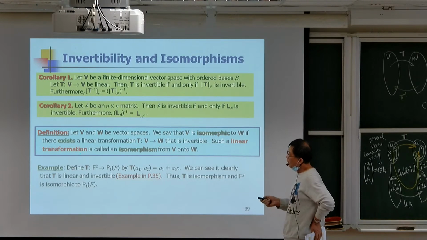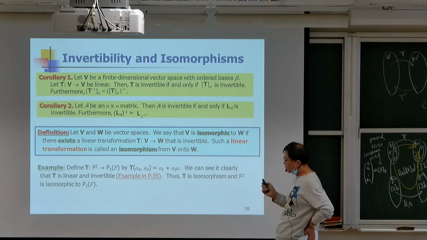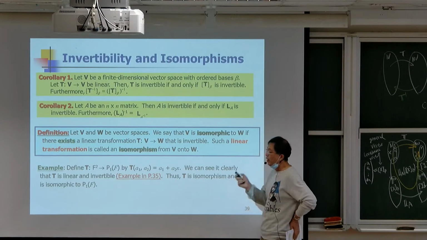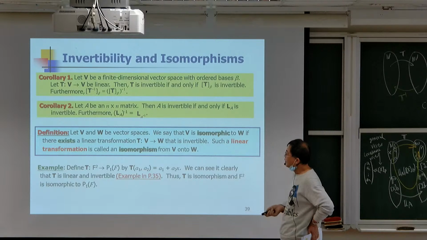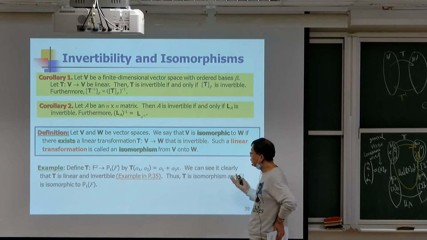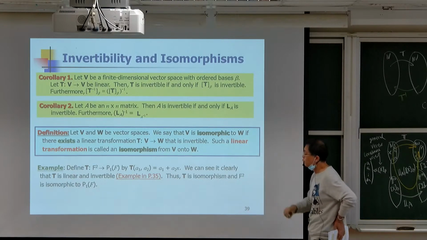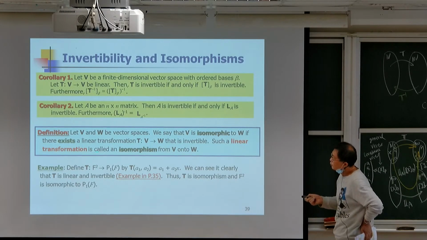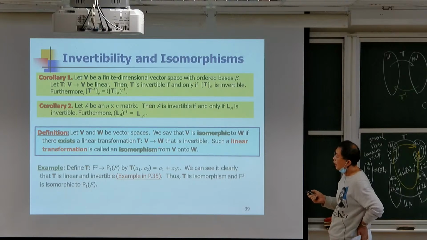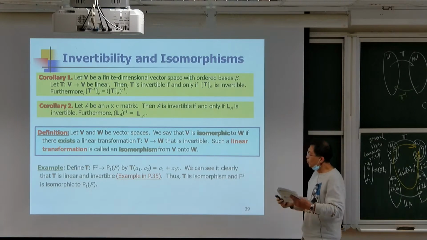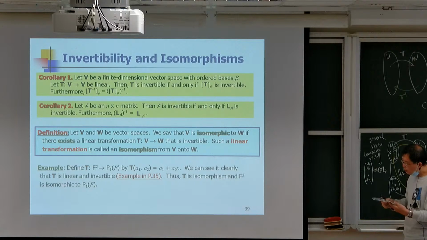V is isomorphic to W if there exists a linear transformation T which is invertible. So we have an invertible transformation, and because of that, dimension V equals dimension W. We have already proved it. So such a linear transformation is called an isomorphism from V onto W. Okay, so we have defined isomorphic and isomorphism.